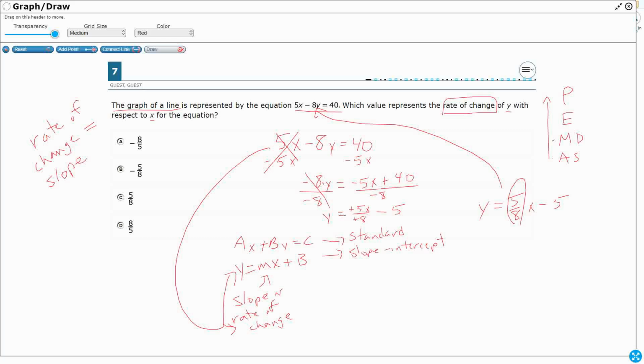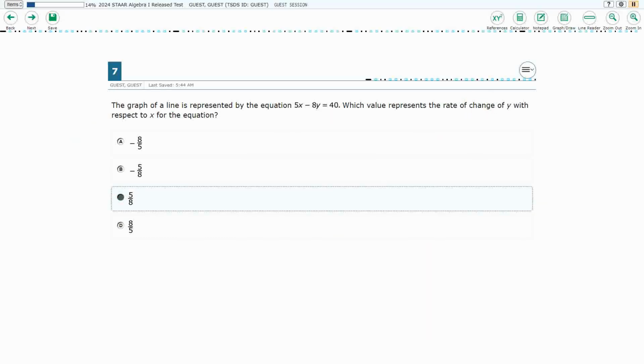And you notice everything here has to do with 5 and 8. It just depends on what's in the numerator, what's in the denominator, and whether it is positive or negative. But we see our answer here as C, and so we're going to select C, 5/8.